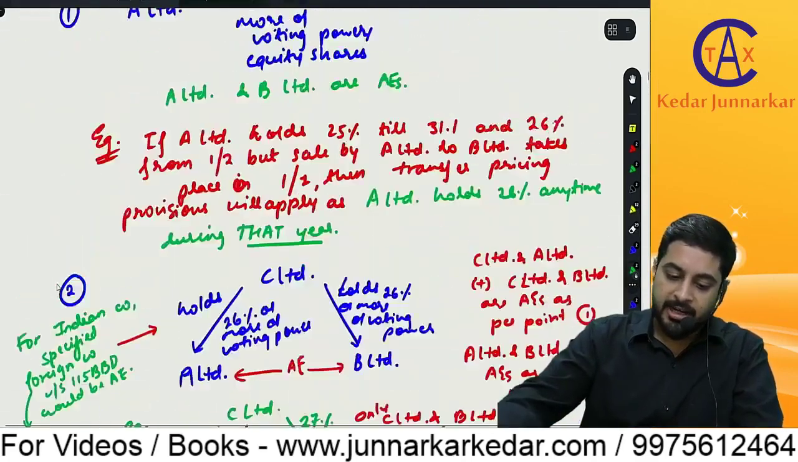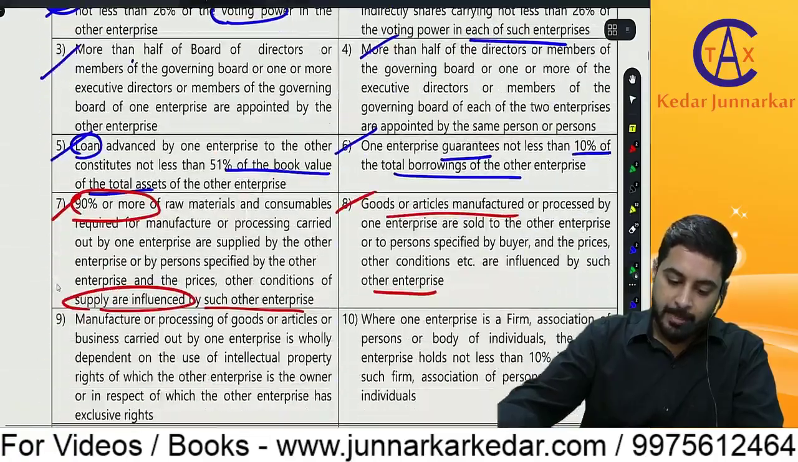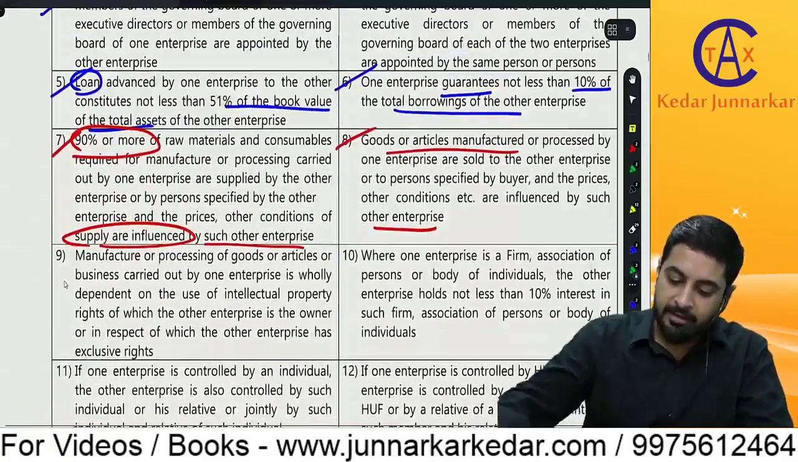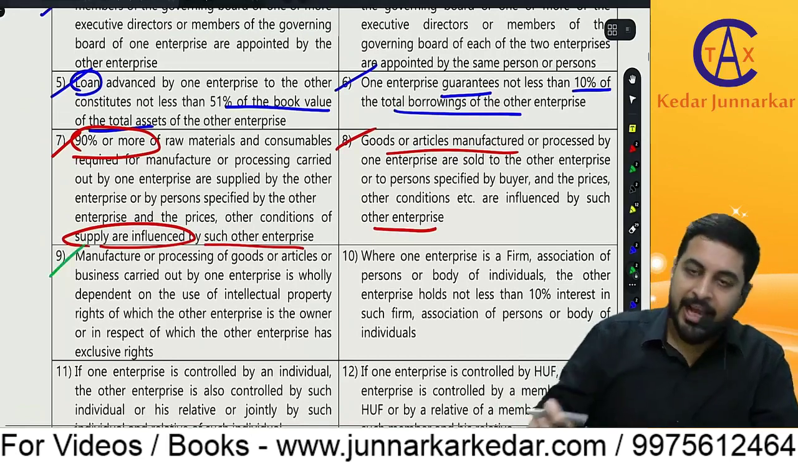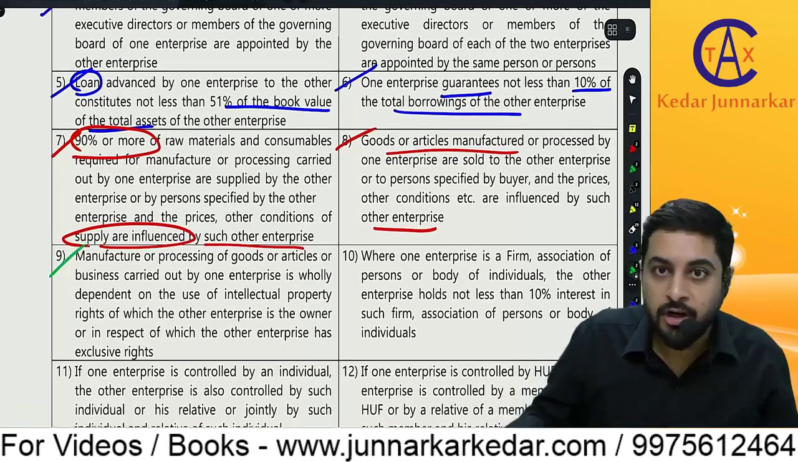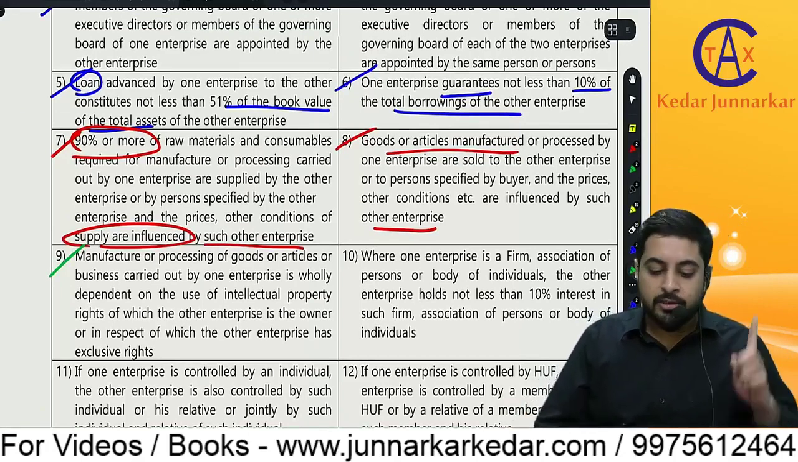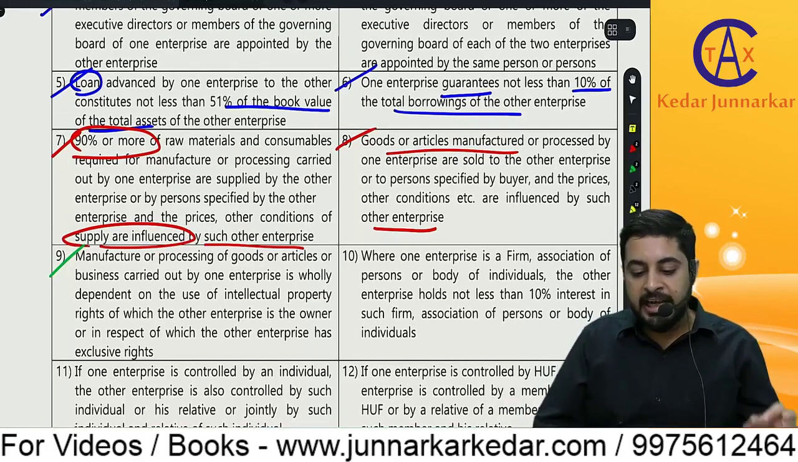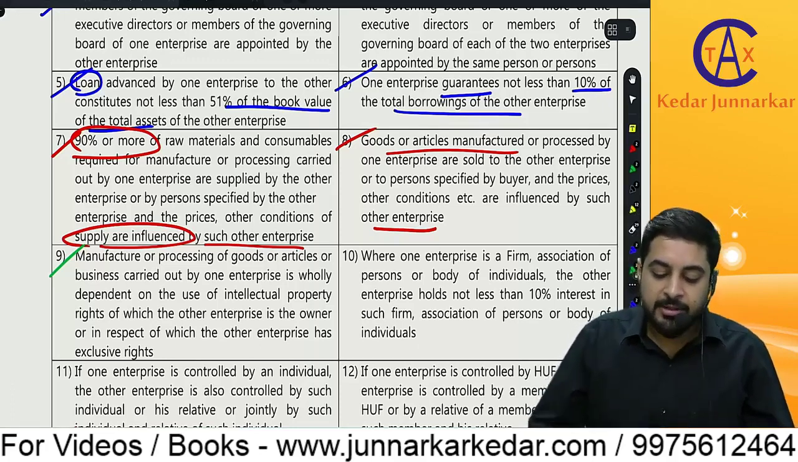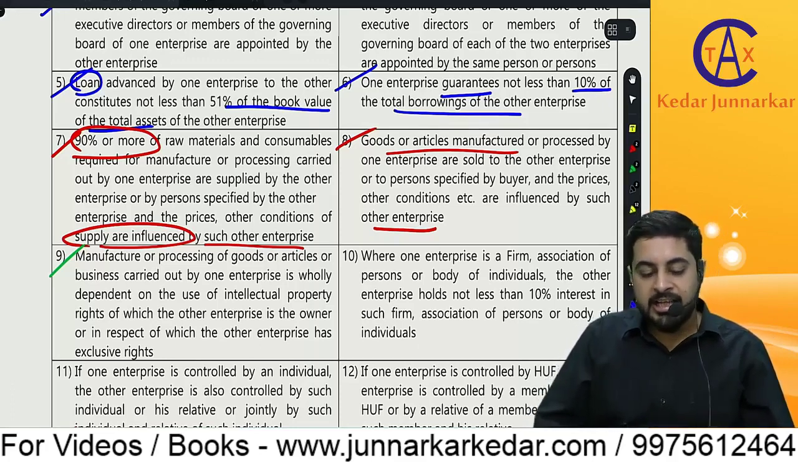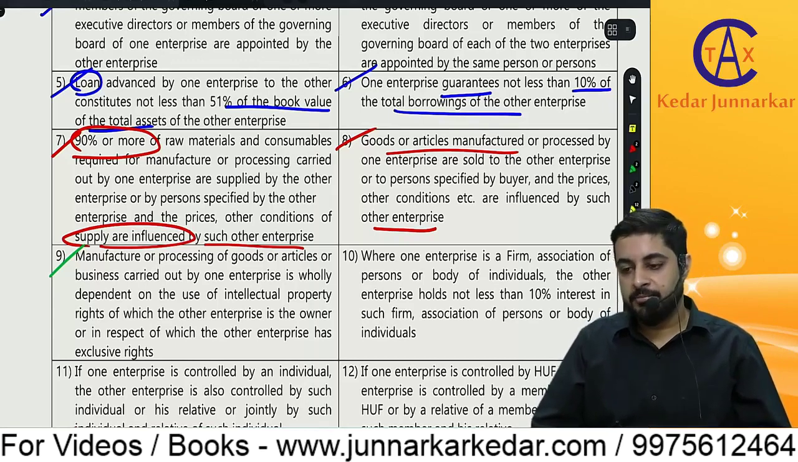Got it. So 7, 8 done. Then 9, 10, 11, 12. Quickly we'll finish. Ninth: manufacturing or processing of goods or article or business carried out by one enterprise is wholly dependent on use of intellectual property right of the other enterprise, of which the other enterprise is owner, or in respect of which the other enterprise has exclusive rights.